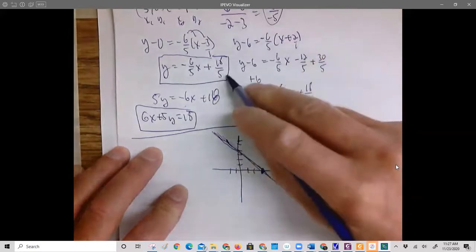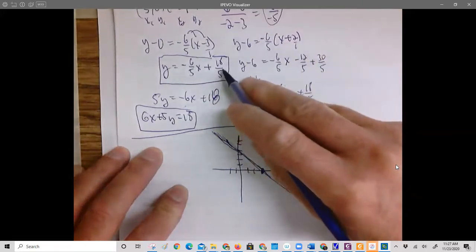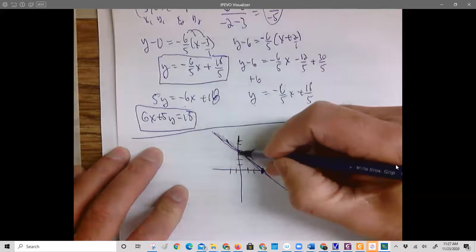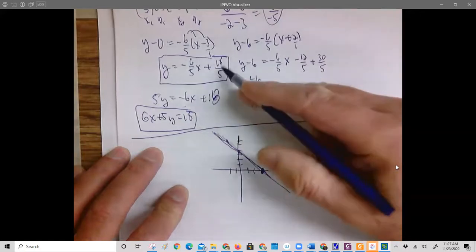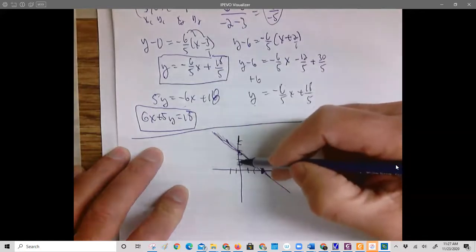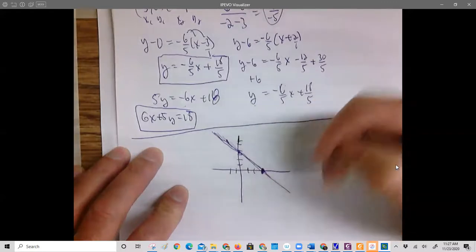We could also graph the y-intercept. What's that? A little bit better than 3. My graph looks a little high there. And then down 6 over 5. That'll get us here.